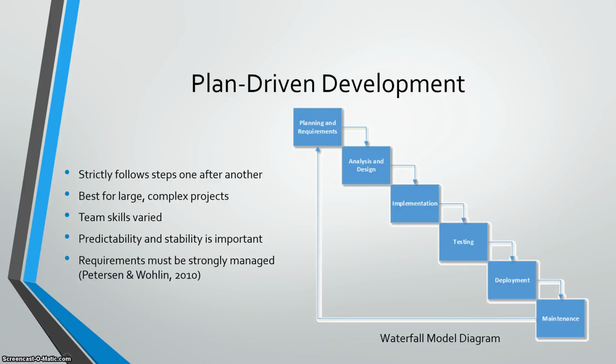And it's going to be very important to assess the skill of each team member to know where they fit into the development plan. And so with this step-by-step procedure, you get a predictability and level of stability, which is always very important. Peterson and Wolin describe the main reason that plan-driven development methodologies fail is because of lack of clear requirements. Now, this is why they recommend that requirements be strongly managed, because you need to have those well-defined goals to effectively move from stage to stage.